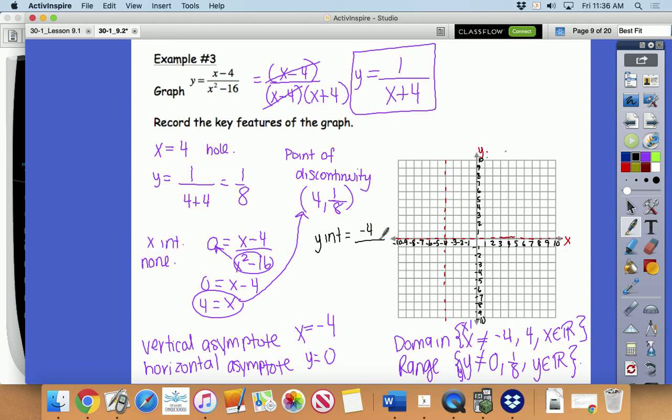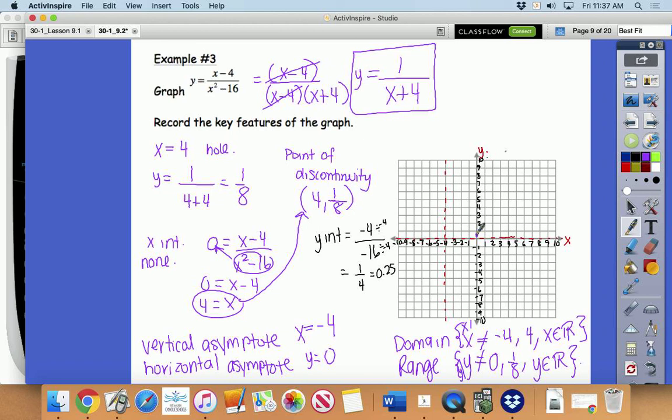So let's find our y-intercept. Okay, y-intercept: -4 over -16 is equal to, if you divide the top and the bottom by -4, that's going to give you 1/4, which is 0.25. So we know that we should have a point at (0, 0.25). So I'm going to draw a point right there, the y-intercept.